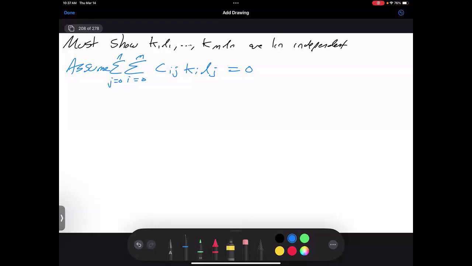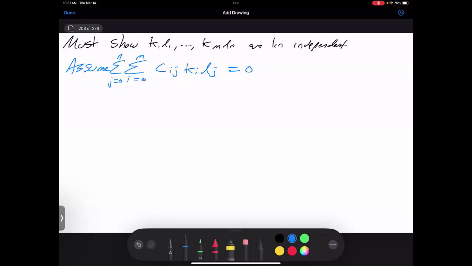So what must we do to show that they're linearly independent? If I give you a bunch of vectors, and I tell you a linear combination of these vectors sums to 0, and I want to show that they're independent, what's the only way a linear combination of independent vectors can sum to 0? The coefficients are all 0, right?